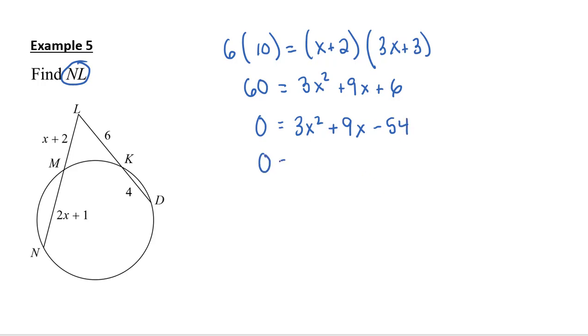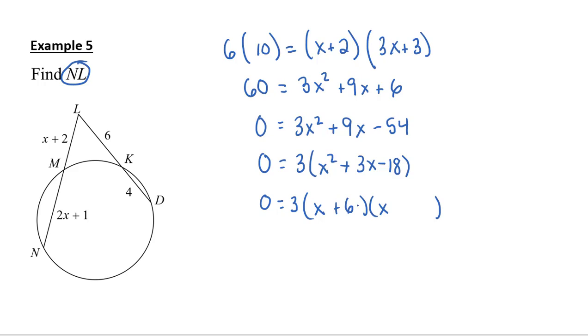I factor out any GCF that I have, and factor it out correctly. And then I try and factor this polynomial. 2 things that multiply to be a negative 18 and add to be a positive 3. Multiplying to be a negative 18, adding to be a positive 3. Plus 6, minus 3. I set each one of those factors equal to 0.